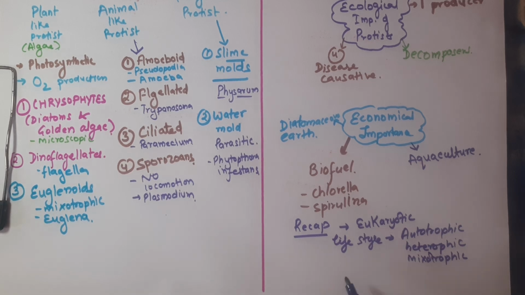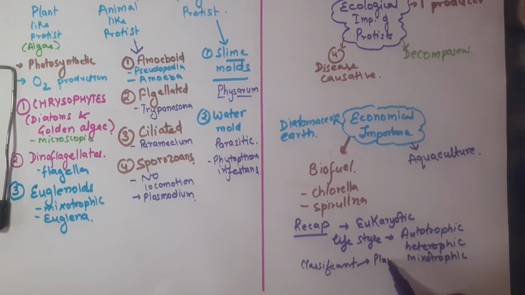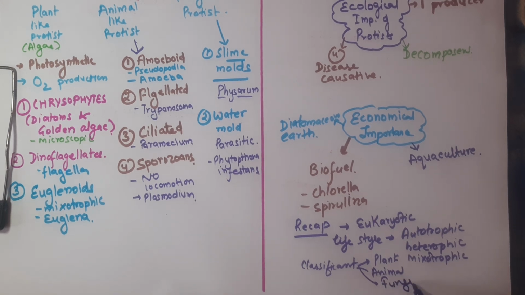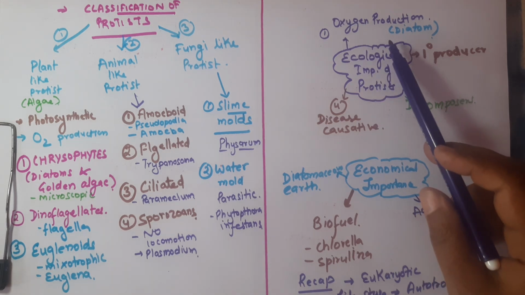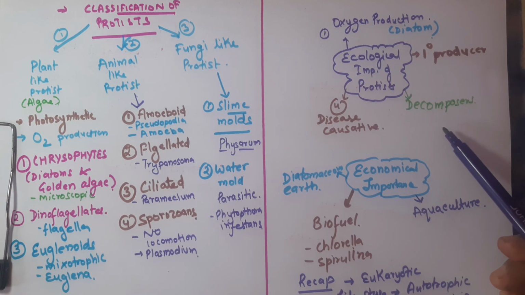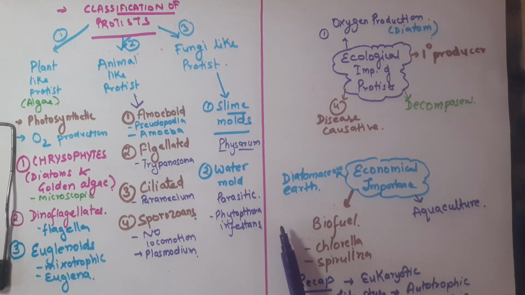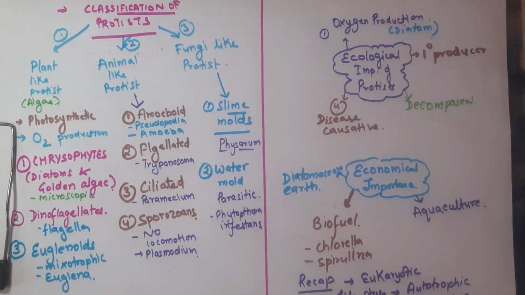And for classification, I already told you they are classified into three types: plant-like, animal-like, and fungi-like protists. And what is the significance of protists? Ecologically, they provide oxygen, they are primary producers, they can decompose, and some of them are pathogenic in nature. Economically, they are used in industrial applications like filtration, for biofuel production, for energy and nutrition, and they also play an important role as food for fish and other organisms.